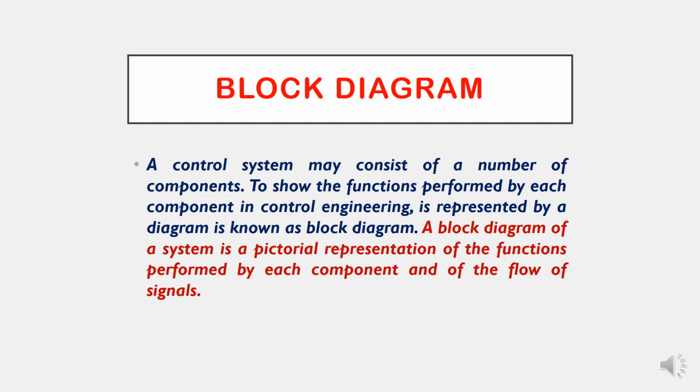What is a block diagram? A control system may consist of a number of components. To show the functions performed by each component, control engineering uses a diagram known as a block diagram. A block diagram of a system is a pictorial representation of the functions performed by each component and of the flow of the signal.